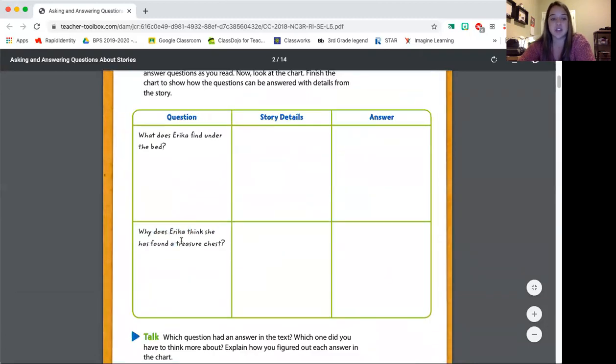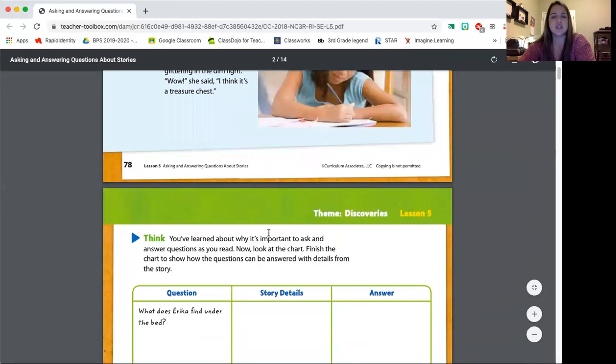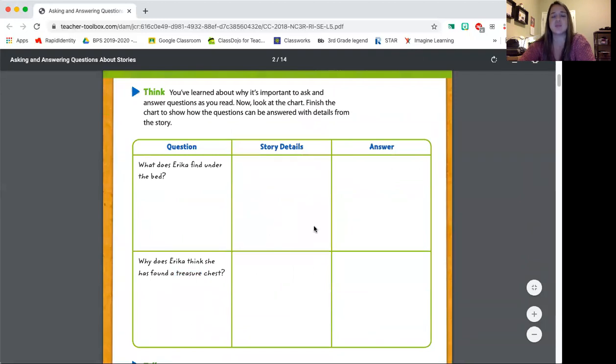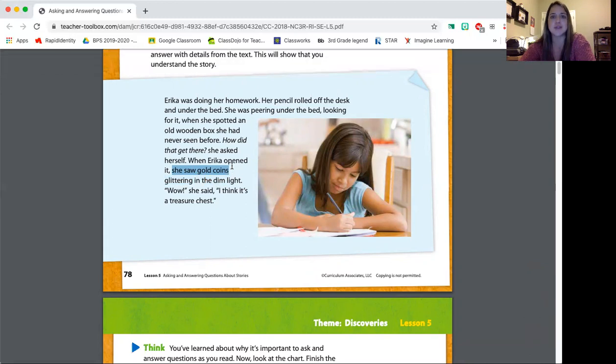Why does Erica think she has found a treasure chest? Why do you think she thinks it's a treasure chest? What story detail makes us believe that? Okay, some of us might say that when she opened it, she saw gold coins, right? Normally, when you read a story about treasure chests, it's because it's filled with gold or jewels or something amazing like that.